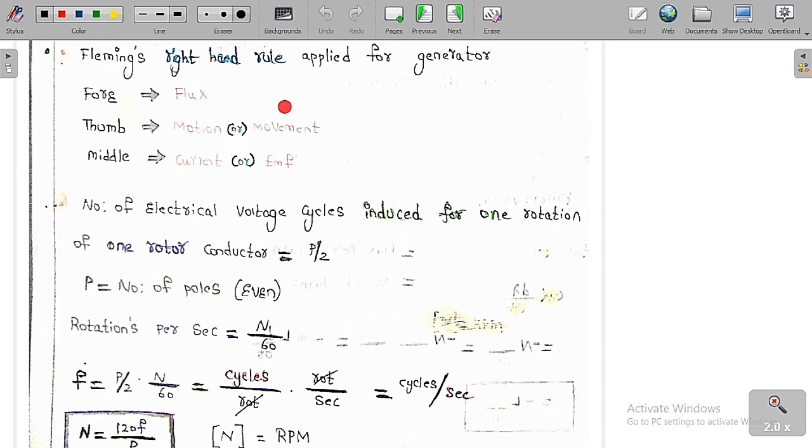So simply we can say that this thumb is nothing but the mechanical torque. It is always the mechanical torque, not the electrical torque. Electrical torque is quite opposite to the mechanical torque.